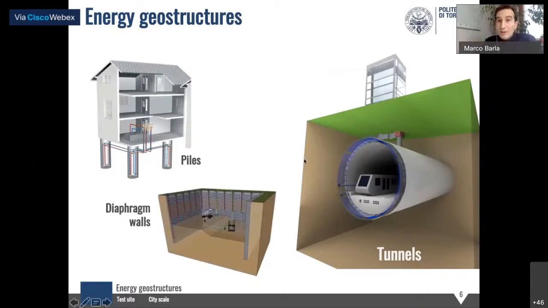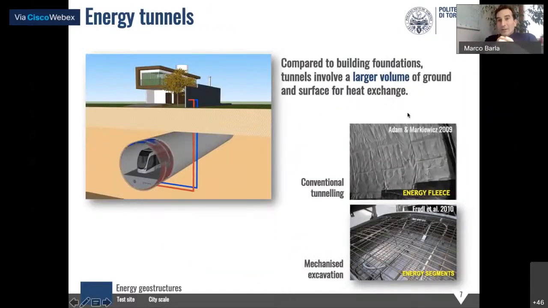We're going to talk about tunnel linings because this is the topic I deal with. If you compare a building foundation to a tunnel, it's easy to say that a tunnel will involve a larger volume of ground. If it's a metro tunnel, for example, it goes below a city for many kilometers, not only below one single building. So there's a larger volume, and we can think there's a big potential for heat exchange. There are a number of papers of experiences done in this framework.